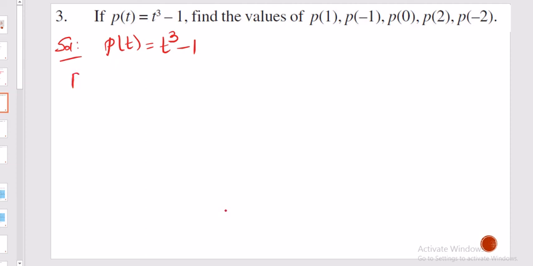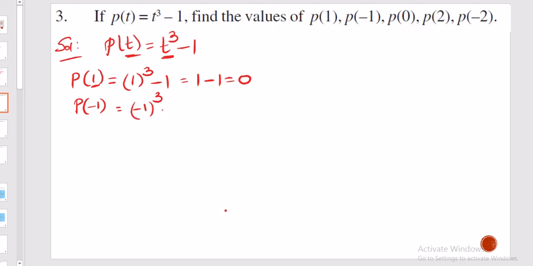Now first of all, we need to find p of 1. Wherever I find t, I need to replace it with 1. So this becomes 1 minus 1 cube. 1 cube is 1, so 1 minus 1 is 0. What is the value of p of minus 1? So instead of 1, I need to replace with minus 1. Don't replace everywhere, wherever you find t, replace only there. So minus 1 whole cube is minus 1, minus 1, so that is minus 2.